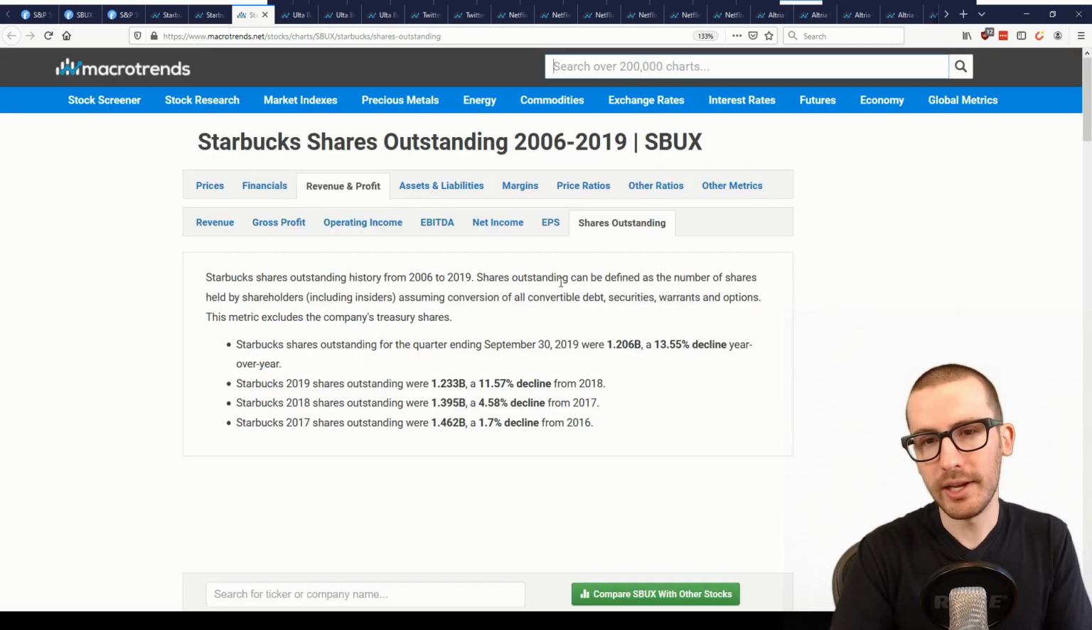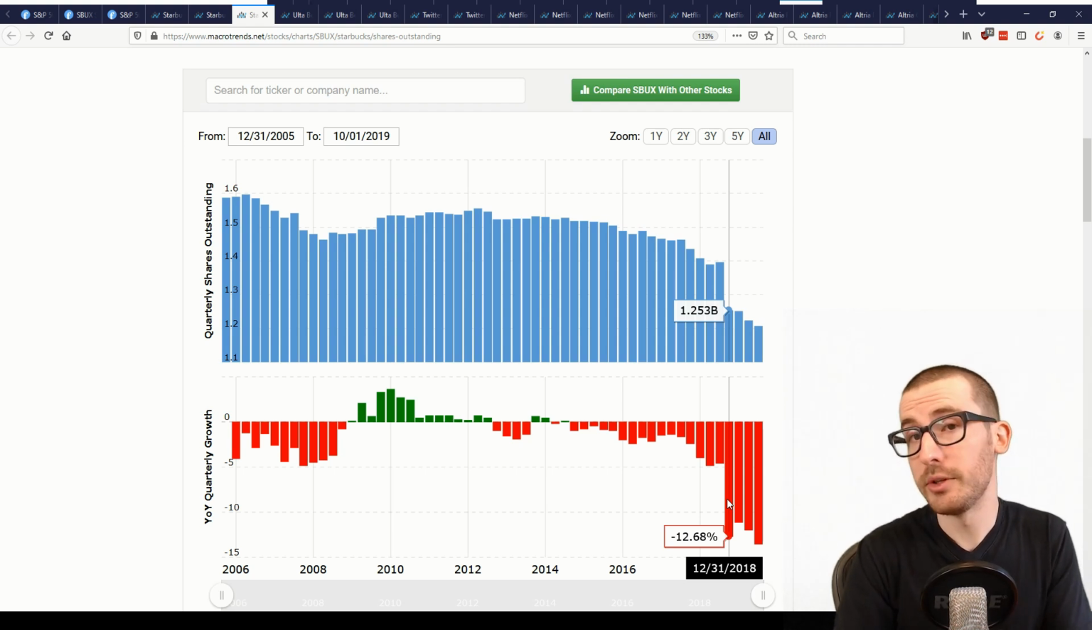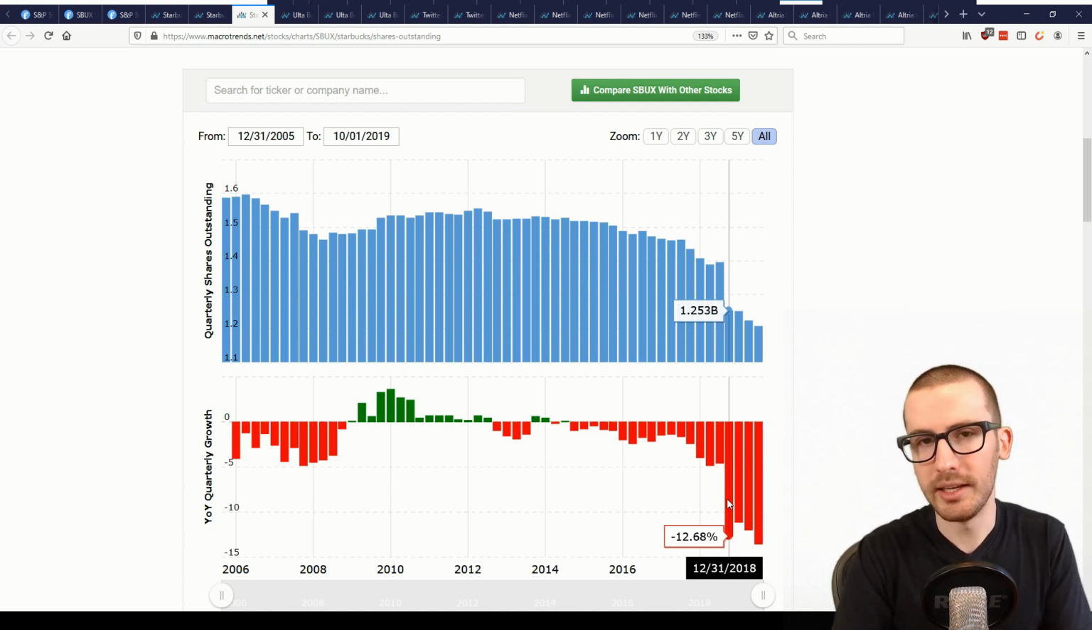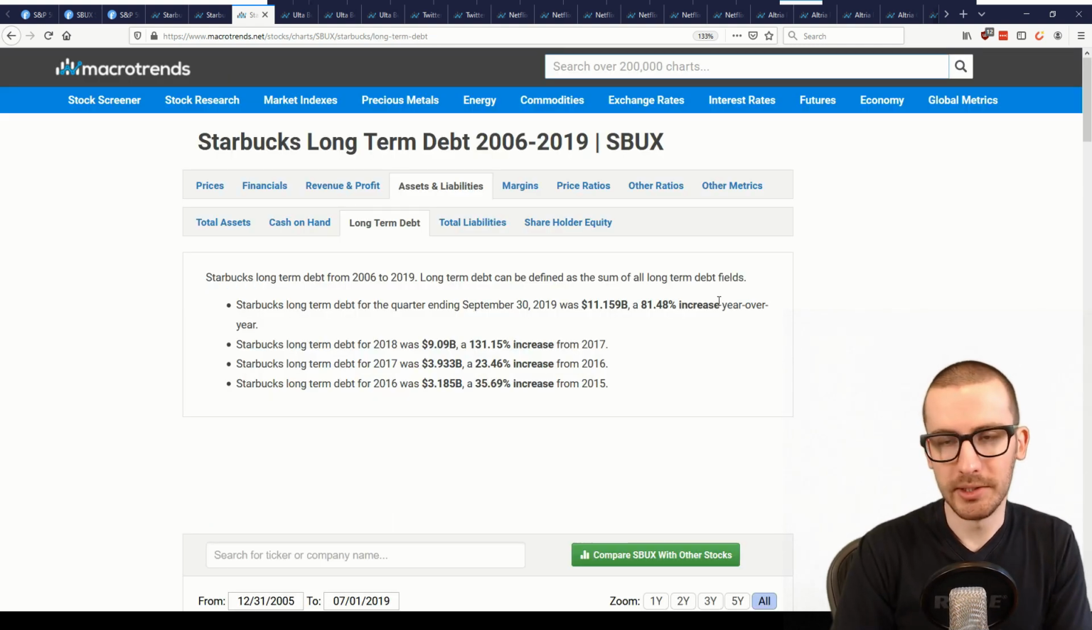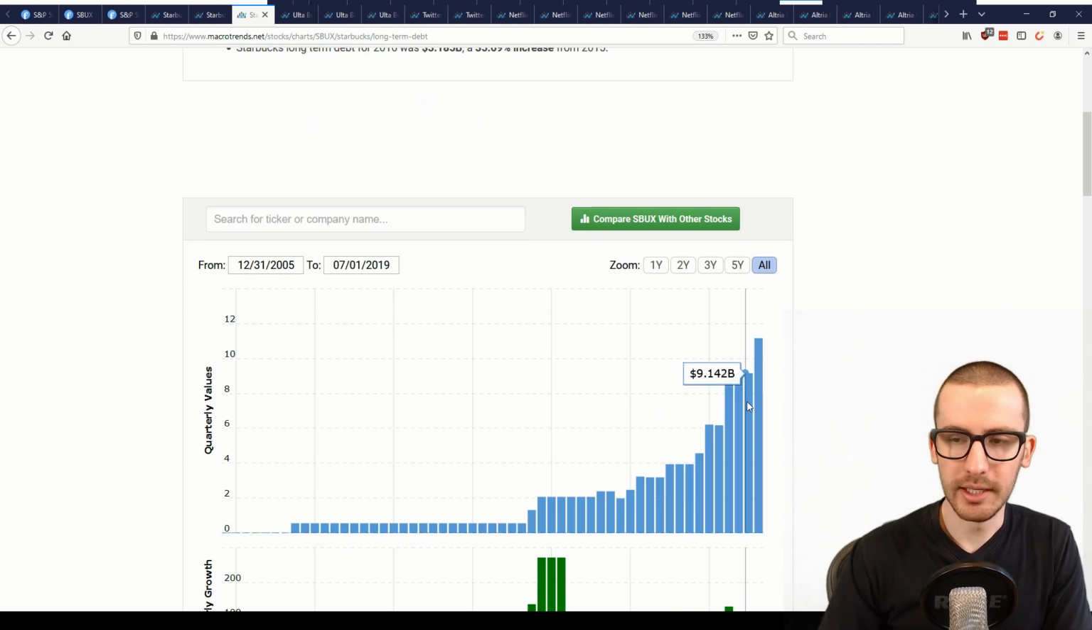Well, if we take a look at the shares outstanding for Starbucks, we can get a little more insight into the situation. What we can see is that since the end of 2018, Starbucks has been very aggressively repurchasing its shares, which has significantly reduced its share count. Through stock buybacks, they can actually increase earnings per share by reducing the amount of outstanding shares that the total company earnings are split between. However, when we look at Starbucks' long-term debt, we can see that those buybacks were funded through an increase in debt issuance.